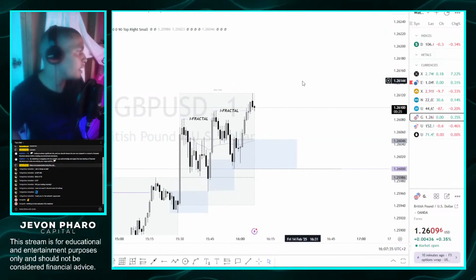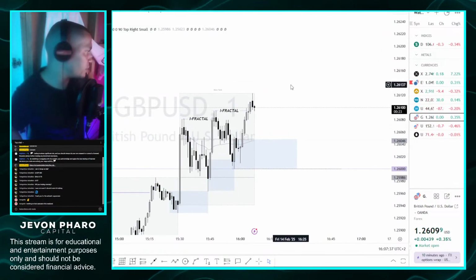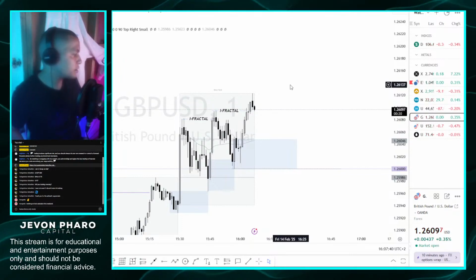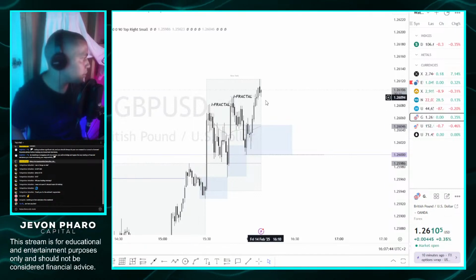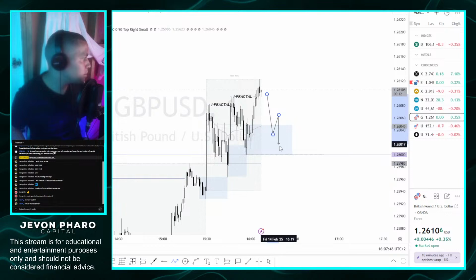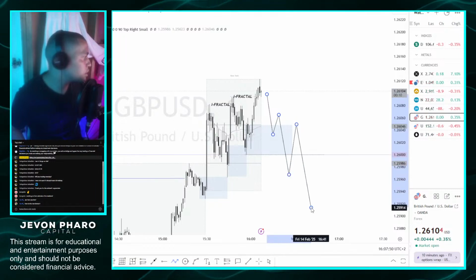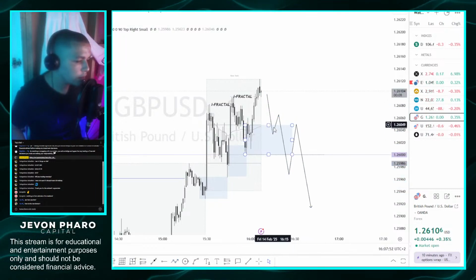Okay, I'll give GU the benefit of the doubt. If we can have something like this maybe happen, then maybe I'll take a shot on it. If we can have this happen, break below, then I would consider a short potentially.